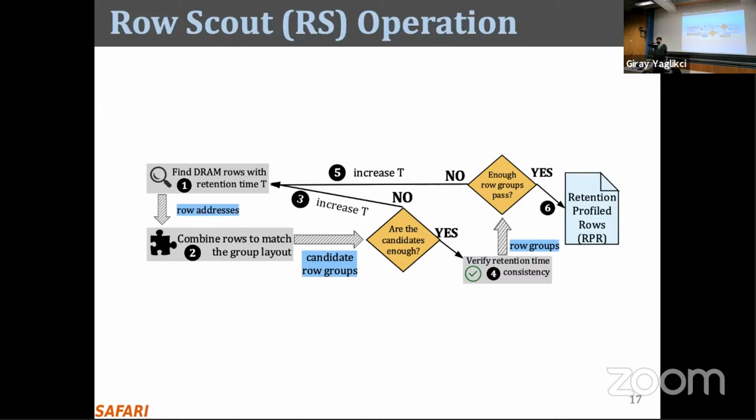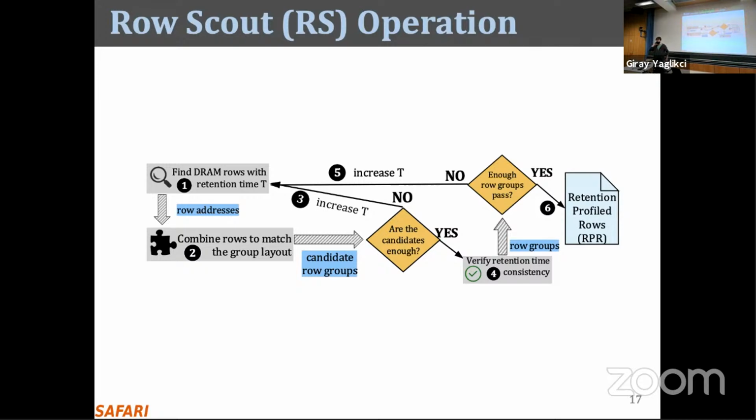And we do this step 4 repeatedly, 1,000 times or more, to ensure that this cell is not experiencing such issues. So we only work with cells that are guaranteed to have the same retention time over a long period.